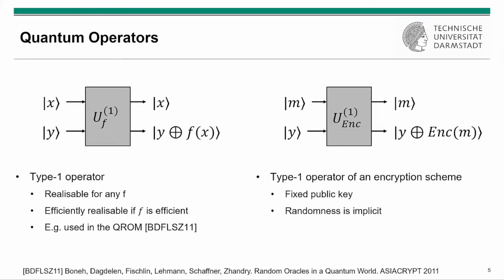Now, when we look at a type 1 operator for an encryption scheme, it looks as follows. For the input, we have the register containing the message. For the output register, consisting of the ciphertext, we have some value y. Then the output will be the message and then y XORed with the encryption of the message M. In this picture, we assume that the public key is fixed, so this is a parameter of the corresponding unitary. Also the randomness used for the encryption is implicit, so we don't explicitly state the randomness as input-output registers.